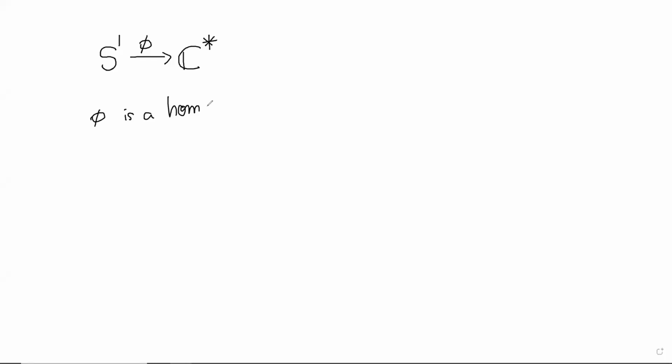So phi is a homomorphism. Okay, and let's assume continuous. I will have something to say about the non-continuous case, but maybe later. And it's not central to the discussion because proving that it is continuous actually involves other kinds of tools.